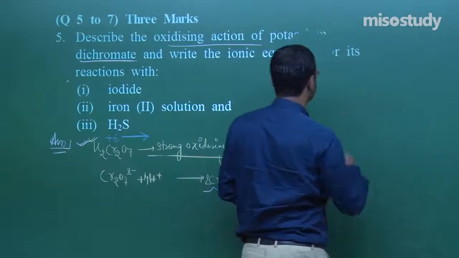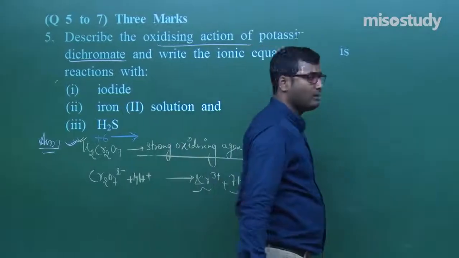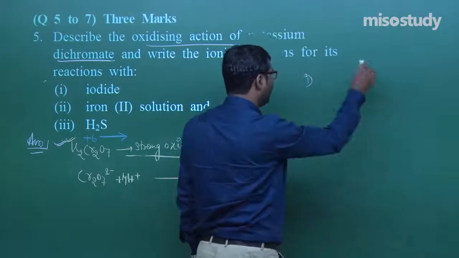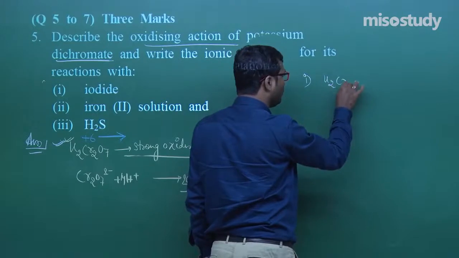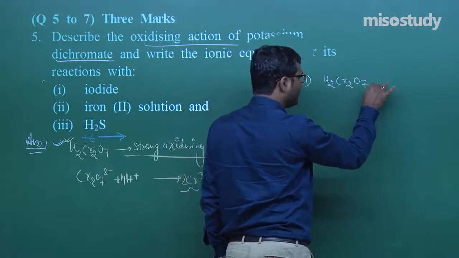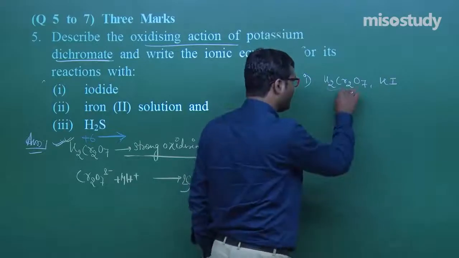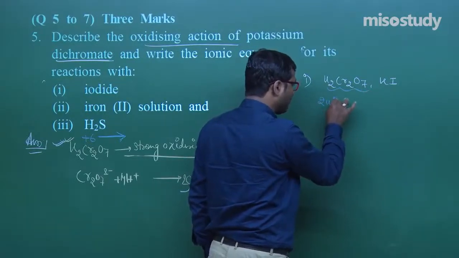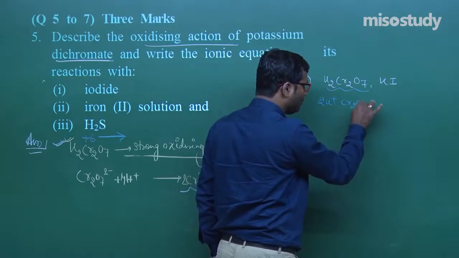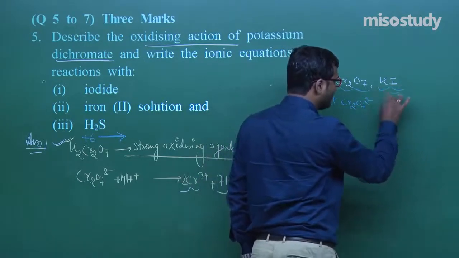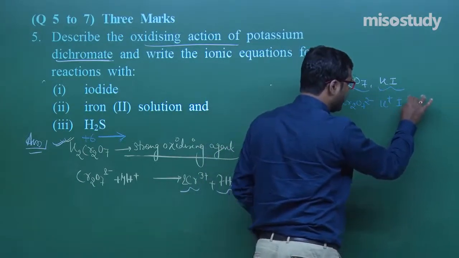I need more space. Clear? That is, as we know, K2Cr2O7, my friend, when treated with iodide, that is KI, the skeletal equation will break like this: 2K+ and Cr2O7 2-, and this will break like this: K+ and I-.